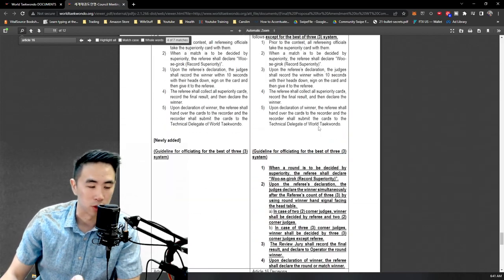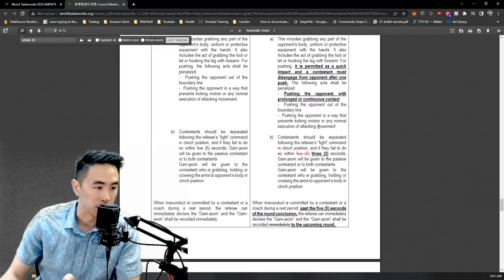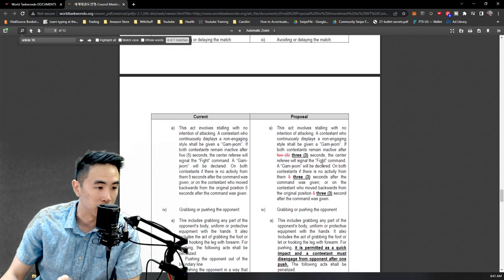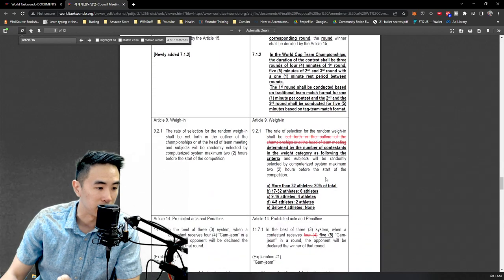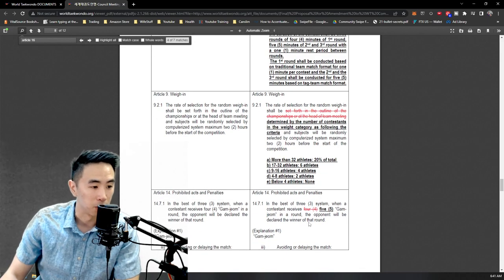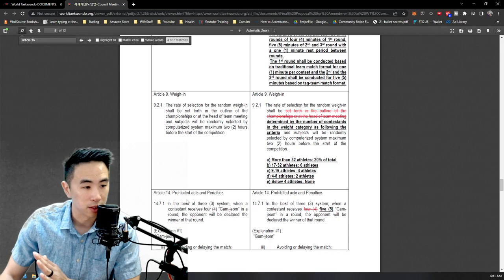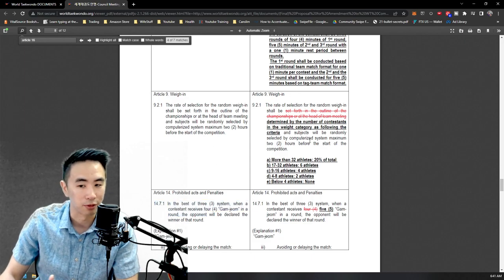You guys can check the source document. It's on the website, but there's a section where it says four and then it crosses out and says five, and, oh, here it is. In best of three, when a contestant receives four, cross out five, Gam-jeom, the opponent will be declared the winner of a round. This is the same text above in the document. It's the same thing, but it's over here on the right side.